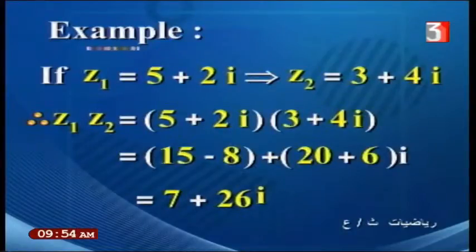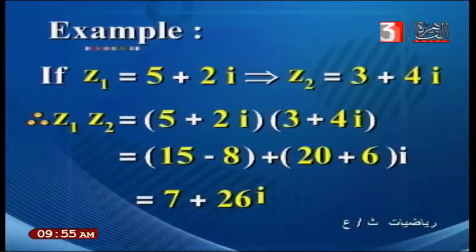Then we multiply 2 times 3i, 6i. 5 times 4i, 20i. Then these are like terms. The answer is 26i. We add or subtract like terms. 15 minus 8 equals 7, and 20 plus 6 equals 26i. Then z1 z2 equals 7 plus 26i. This is when we multiply z1 times z2, a complex number. But if we multiply a complex number by its conjugate, we do not have an imaginary number.